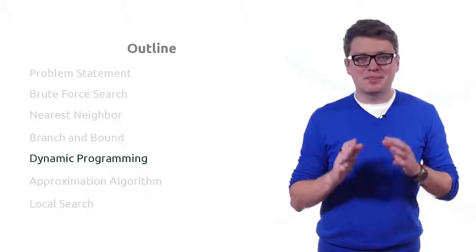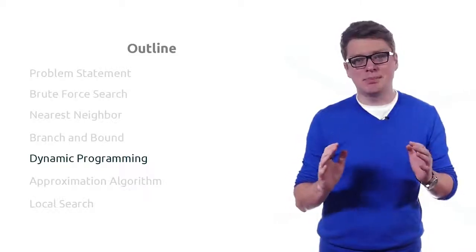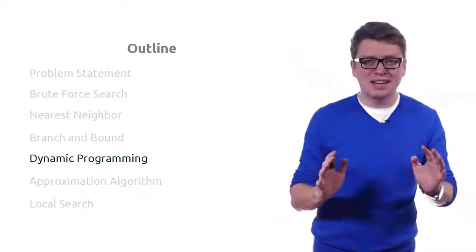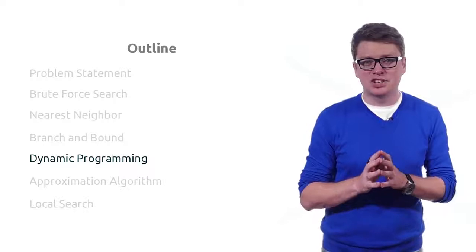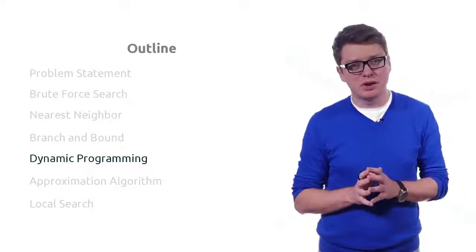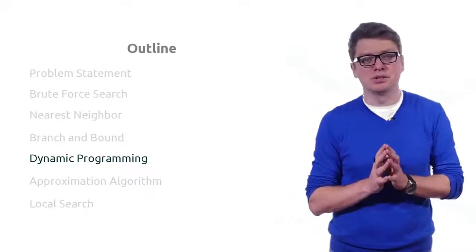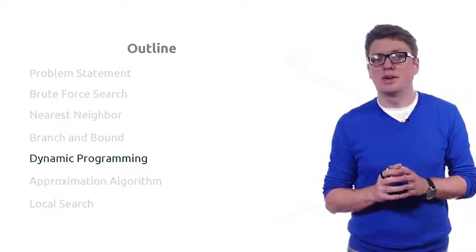We now consider another technique for solving TSP exactly. It is called dynamic programming. In contrast to the branch and bound method, the running time of the dynamic programming solution that we are going to design actually depends only on the number of nodes in the input graph, but not on the structure or on some heuristic used. So its running time is always 2 to the n times n squared.